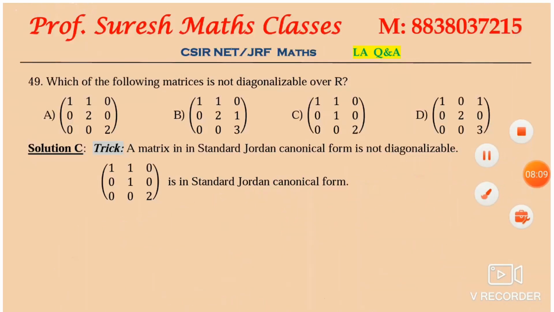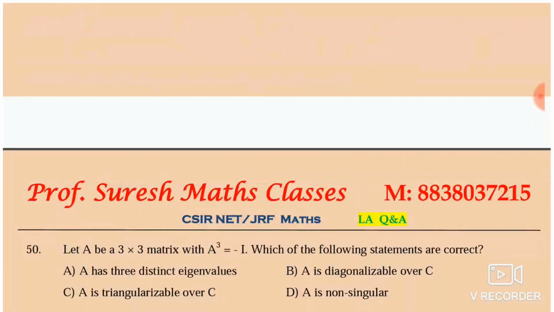Question 50. Let A be a 3 cross 3 matrix with A cube equal to minus I. Which of the following statements are correct? In this type of question, check whether A can be the identity matrix or not. That is a particular example, but here they are asking generally.